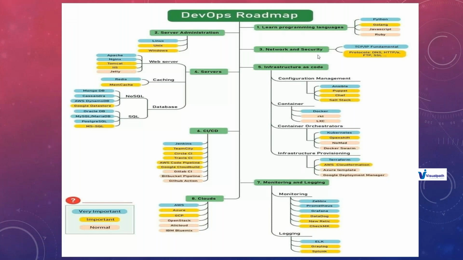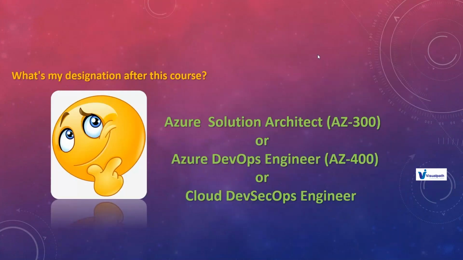It means if I want to be a DevOps engineer, what are the services and what are the topics I have to cover? Then after doing this, what is your designation after learning this course? Either you can call it Azure Solution Architect, Azure DevOps Engineer, or Cloud DevSecOps Engineer. You can put in your resume Cloud DevSecOps Engineer. Any one of the roles you can apply for. If you're learning only DevOps and not learning the security tools from this course, you can call it Azure DevOps Engineer.